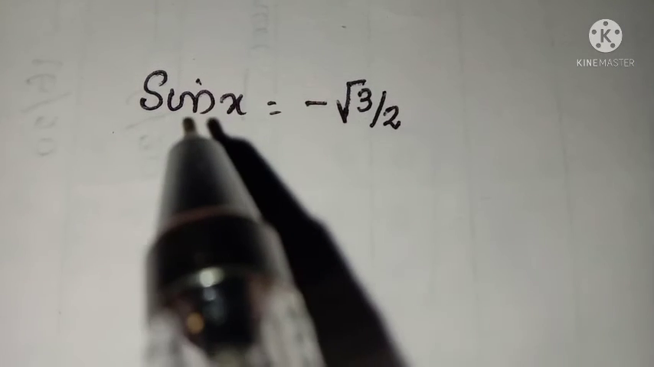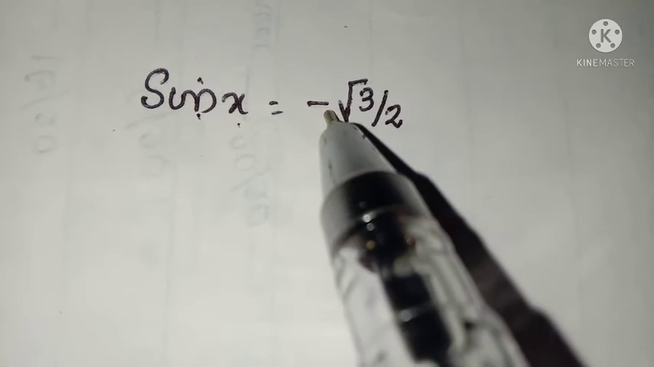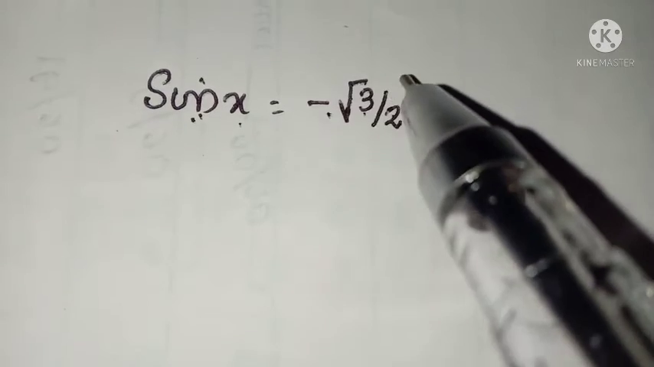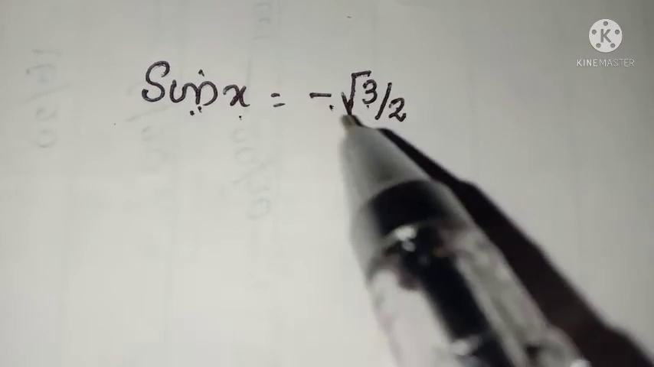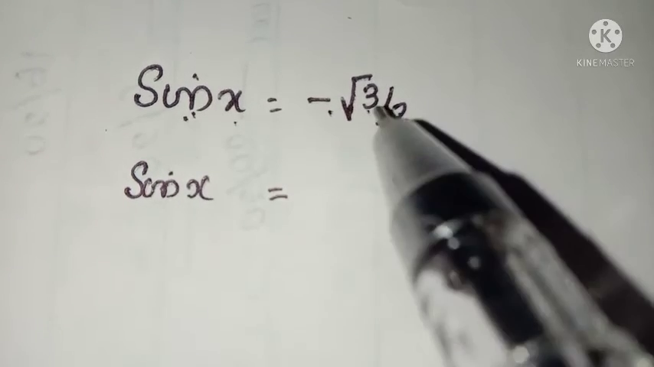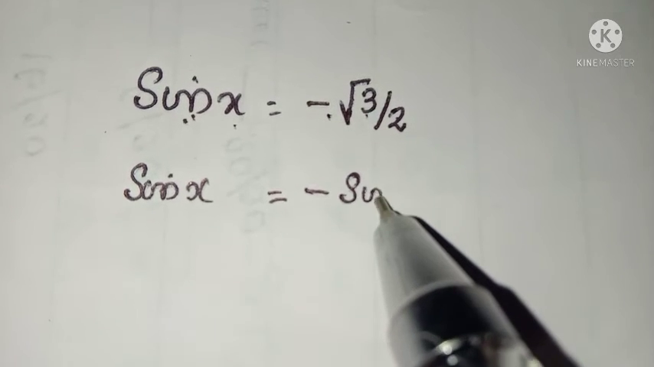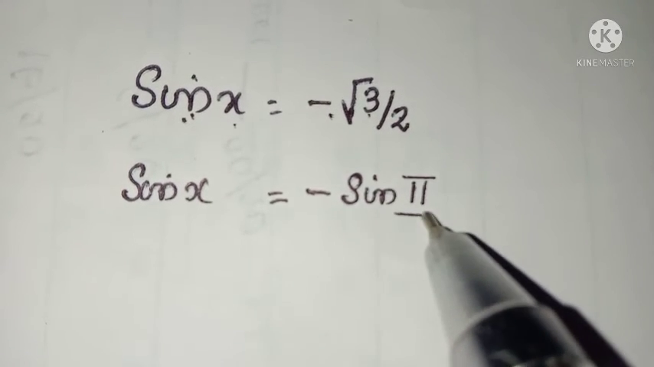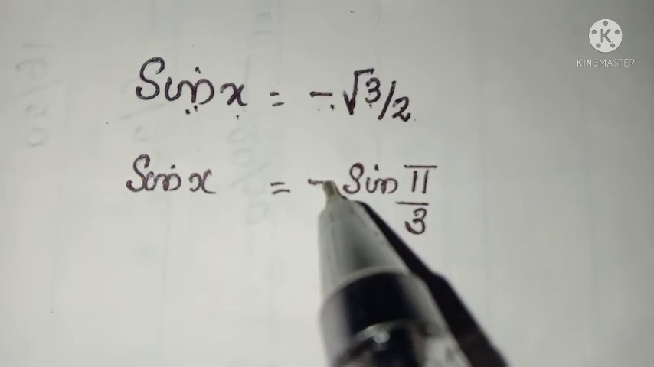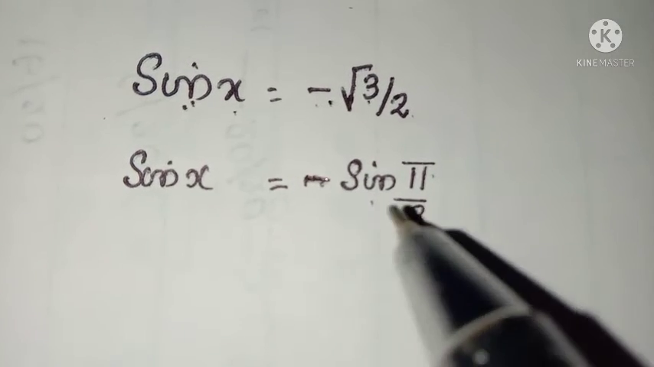Next one. Suppose we have a trigonometric equation sin x equal to negative root 3 by 2. It is a sine function, so we have to convert the right side in terms of sine. Listen, children, sin x equal to negative root 3 by 2 involves sin 60, which is sin pi by 3. So negative root 3 by 2 is the same as negative sin pi by 3. Now we want to avoid this negative sign.